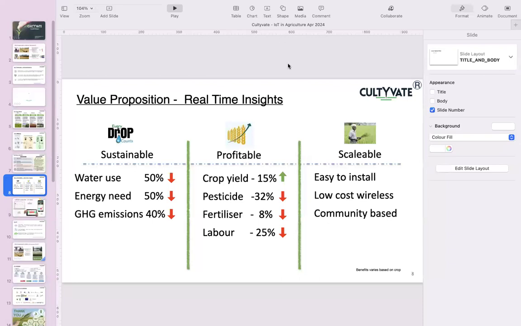Now, since 100% of our farmers are using tube wells to lift the water from the ground, when we say 50% water, obviously 50% electricity is also saved. And as I mentioned in the earlier slide, when we work with farmers who are growing paddy, the greenhouse gas emissions are also reduced, approximately 40%. I also demonstrated earlier how we entice the farmer by showing the profitability, which comes by way of increased yield, which is top line, and also reduced pesticide usage, fertilizer usage, and labor utilization. And our solution is highly scalable because it's easy to install and very low cost. It's a completely wireless and community-based solution.